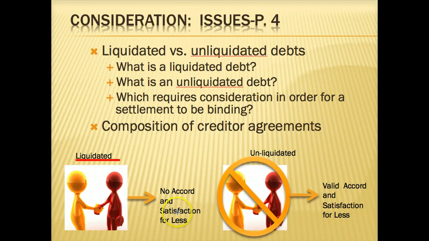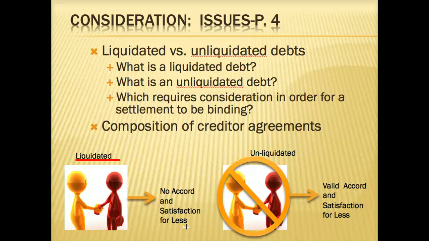If you have a liquidated debt, then an accord and satisfaction for less is not binding. Why? Because I haven't given up anything. If I talk to you and I say, you know I owe you $200, but I could give you $150 and I'll be done with it, and even if you say yes, because it's a liquidated debt, it's not a binding contract. Why? Because I haven't given up anything. I owed $200. I am paying $150. You, the other party, are giving up $50, but you're not getting anything special from me.